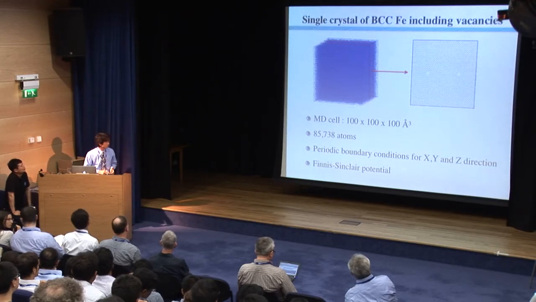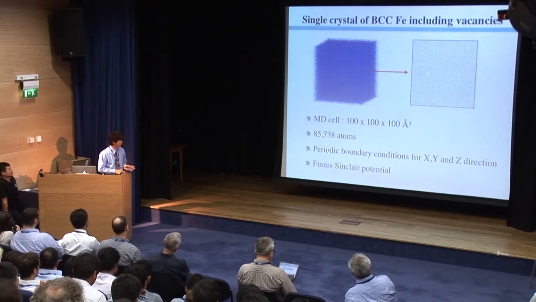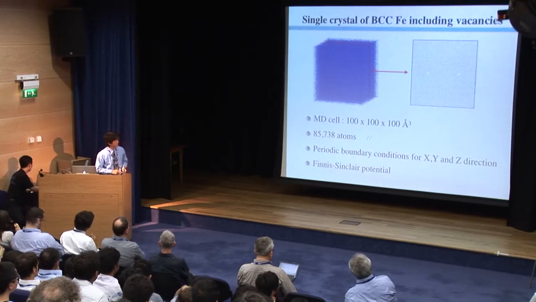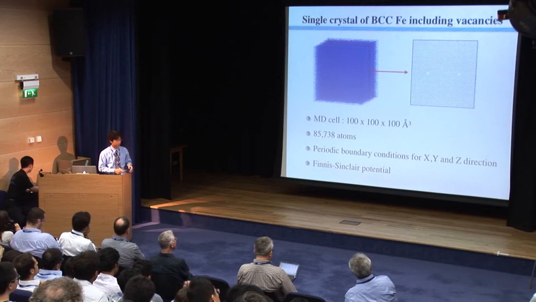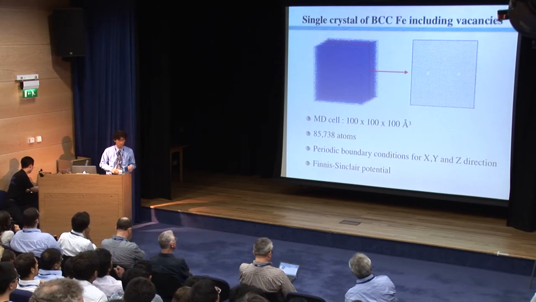In order to avoid the surface effect, we apply the periodic boundary condition for x and y and z directions. By using periodic boundary conditions, we can calculate the bulk status. And we use the FS potential as an interatomic potential. It's widely known this potential can well reproduce the properties of the iron. And in this simulation, we set two vacancies in the MD cell. And the MD cell was stretched by stress with a tensile rate of 5 meters per second along this direction.